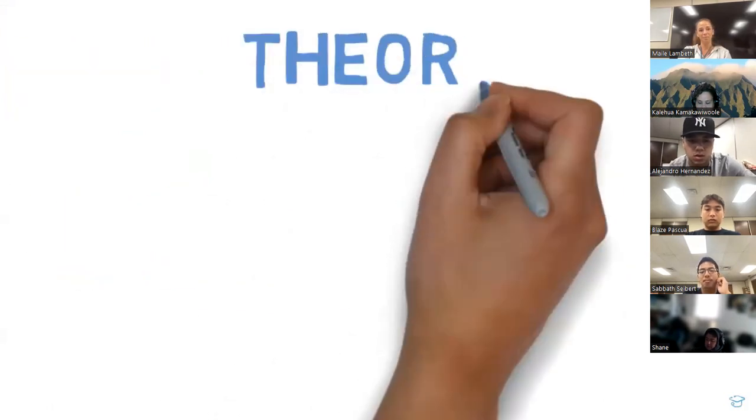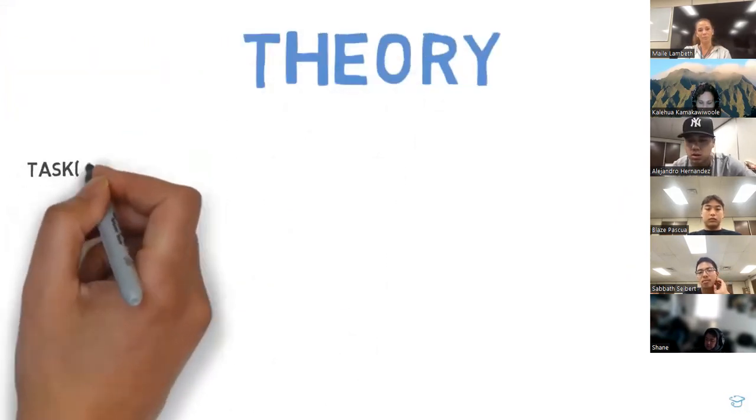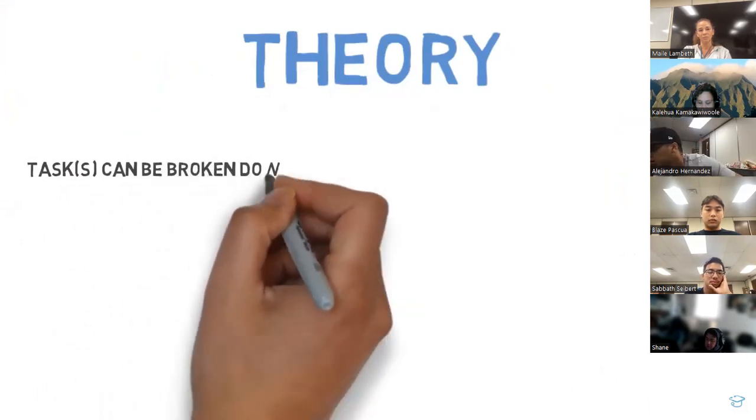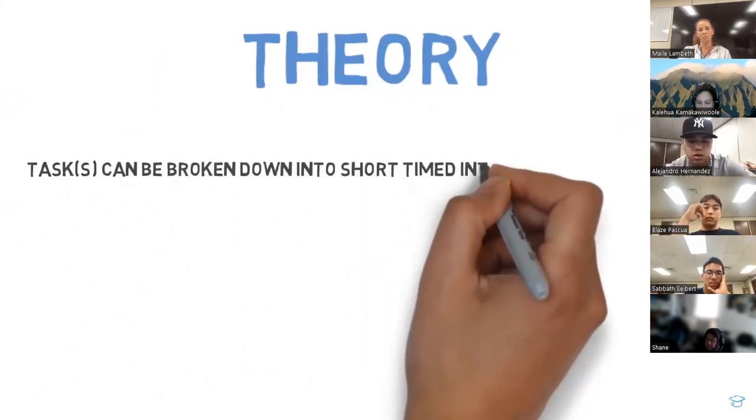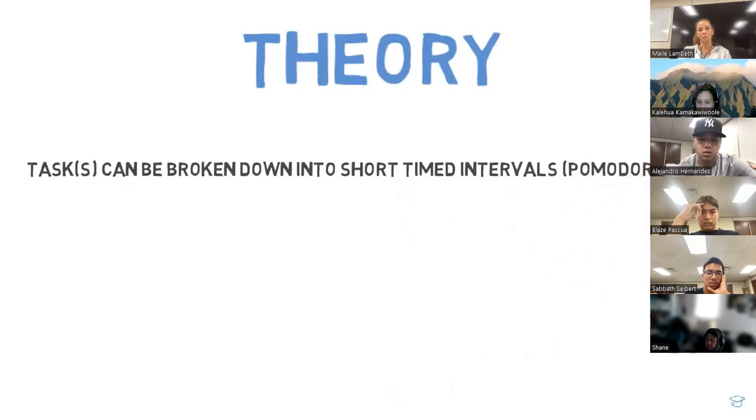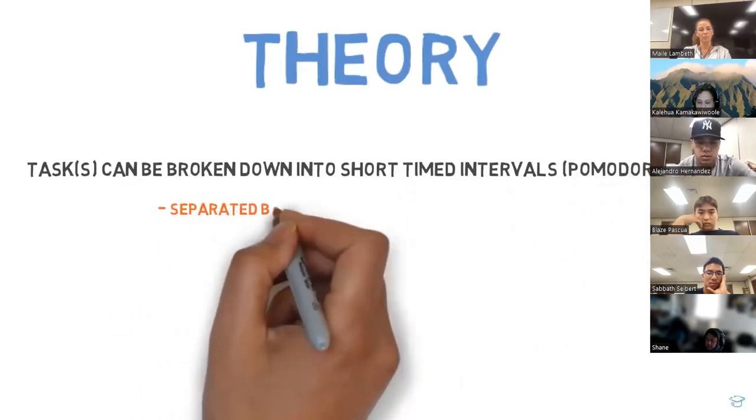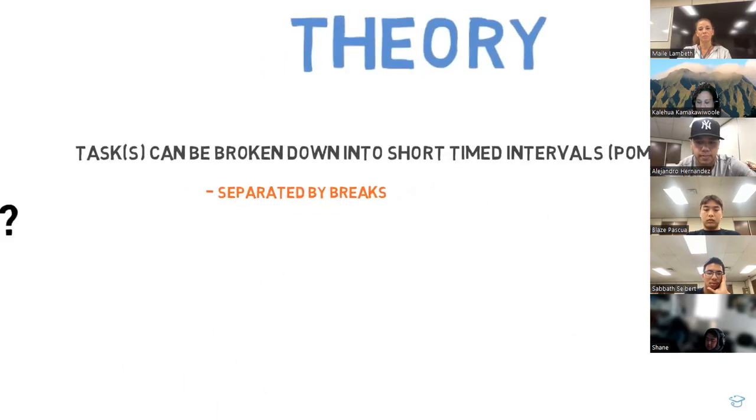So the theory behind it is that any large task or any series of tasks can be broken down into short timed intervals called pomodoros. Each is separated by a short break. This takes advantage of the fact that our brains have limited attention spans.